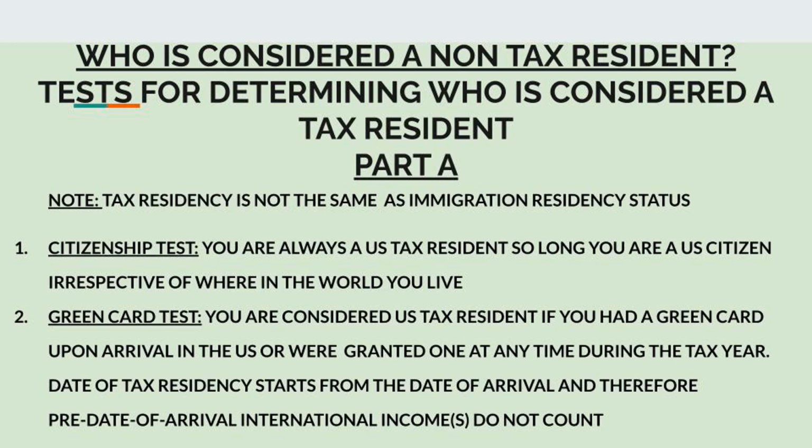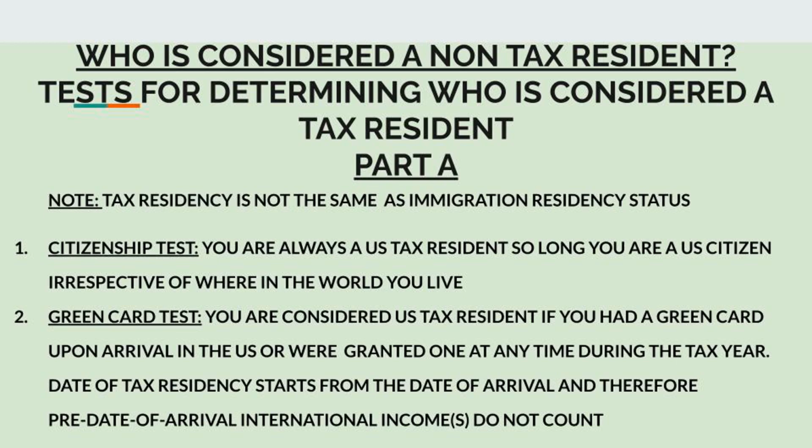The second test is the green card test. You're considered a U.S. tax resident if you had a green card upon arrival in the U.S. Date of residency starts from the date of arrival, and therefore pre-date of arrival international incomes do not count. So if any time during the tax year, and by the tax year we mean the year that you're filing for, you were granted lawful permanent residency, you're considered a tax resident for tax purposes.